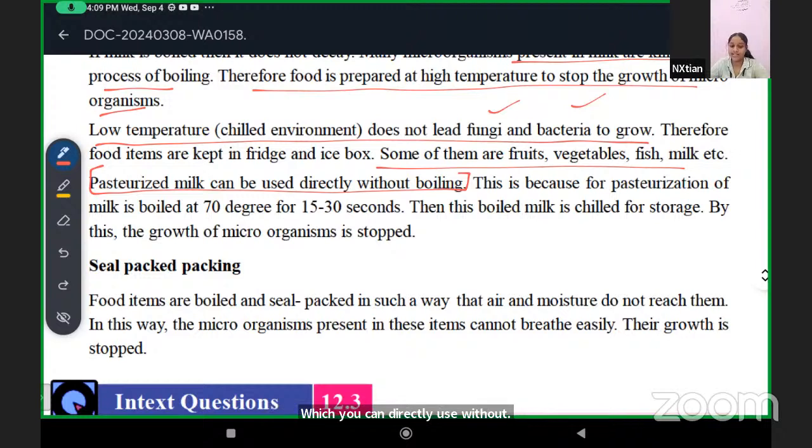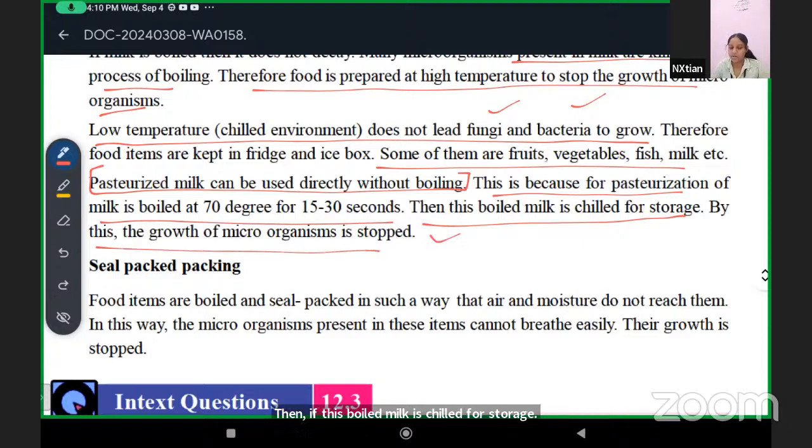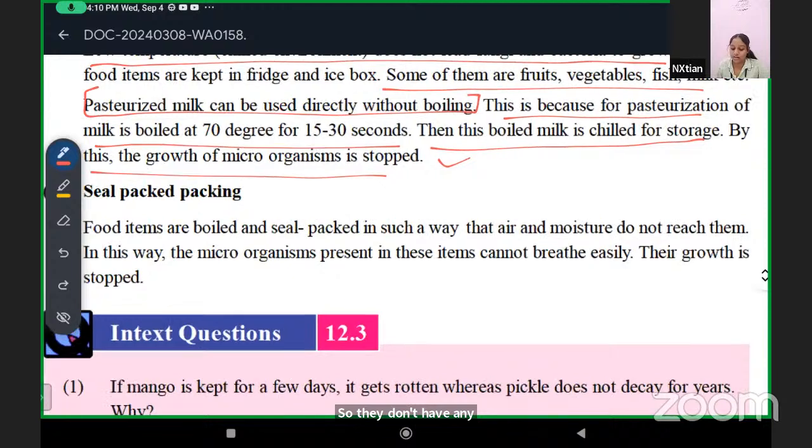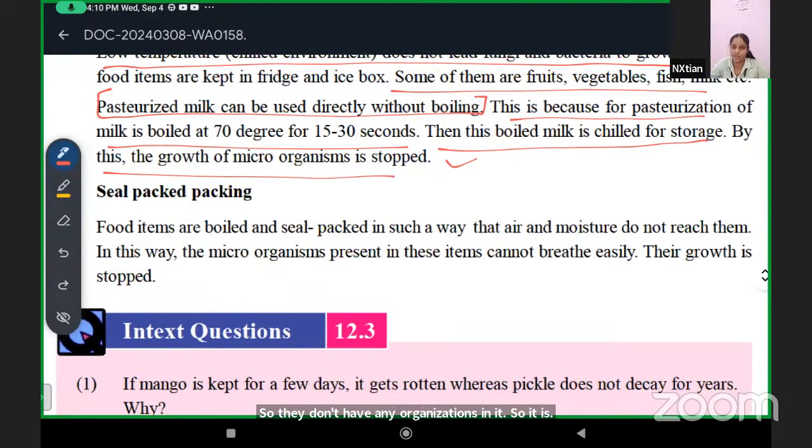Some sellers are selling pasteurized milk. For pasteurization, milk is boiled at 70 degrees for 15 to 30 seconds. This is done in the factory. Then this boiled milk is chilled for storage. By this, the growth of microorganisms is stopped. They boil it, then chill it, and then pack it, and then the selling process is done. So they don't have any microorganisms in it, so it is okay for direct consumption.